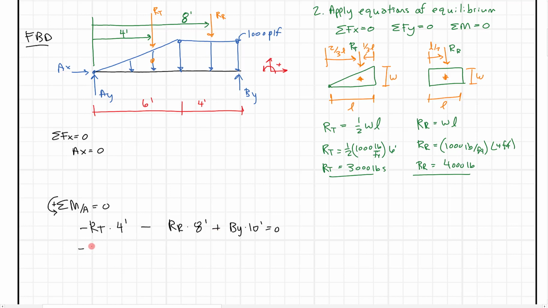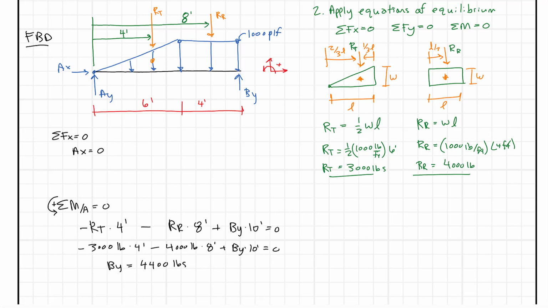So now we get to substitute in. So minus RT, which was 3,000 pounds, times 4 feet, minus RR, which is 4,000 pounds, times 8 feet, plus BY times 10 feet equals 0. So if we take the two negatives, add those both to the other side, what we end up with is BY equals, I think, 44,000 pound-feet divided by 10 feet, which works out to 4,400 pounds. So, if you're not getting that, feel free to stop, pause the video, take your calculator out. It's good calculator practice, and see if it works.